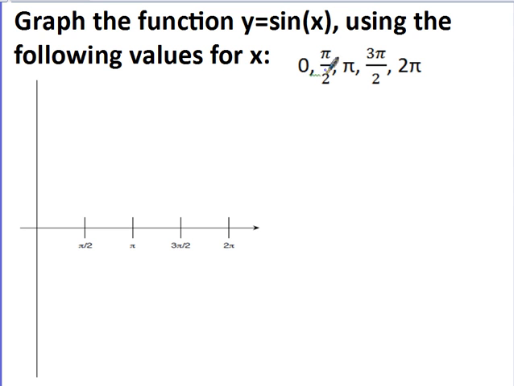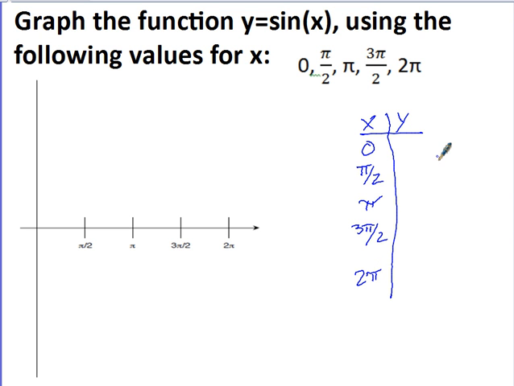And these are the values that we're going to use: 0, pi over 2, pi, 3 pi over 2, and 2 pi. We're going to plug those in for x. So I'm just going to make a little table over here. Alright, here's my x values and my y values. So I have 0, pi over 2, pi, 3 pi over 2, and 2 pi. Alright, and all I'm going to do is just plug these values in.